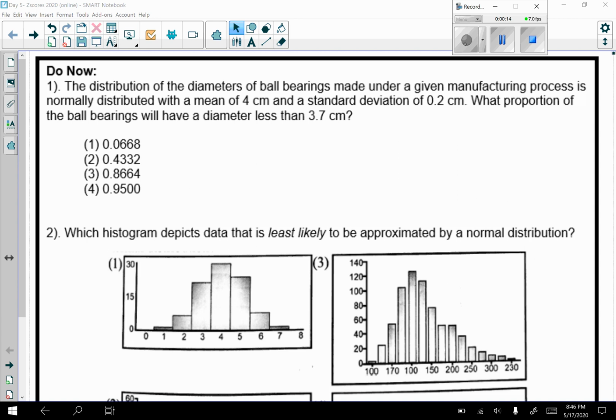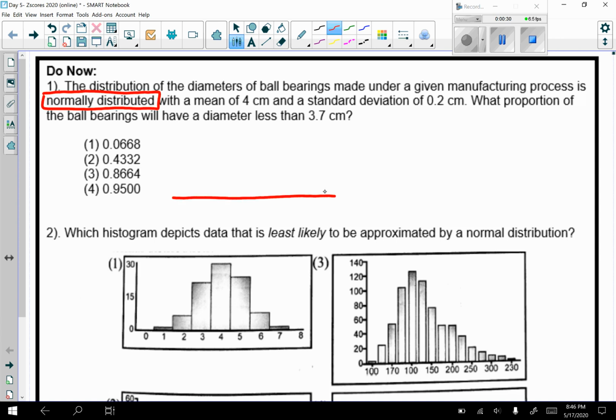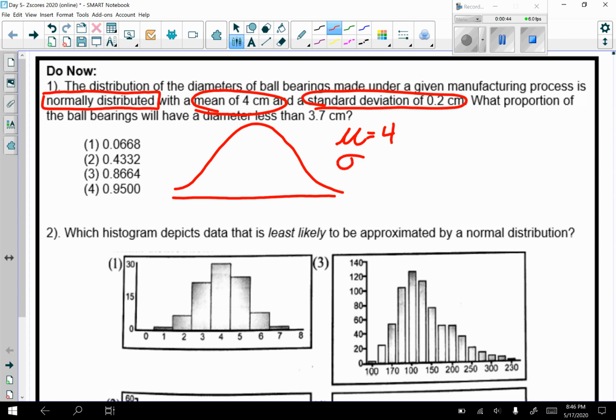So for number 1, it says the distribution of the diameters of ball bearings made under a given manufacturing process is normally distributed. So as soon as I see the phrase normally distributed, I should be underlining it or highlighting it because I know I can now draw my normal curve, which is a single peak bell curve with a mean of 4 centimeters, so mu equals 4, and a standard deviation of 0.2 centimeters, so sigma equals 0.2.